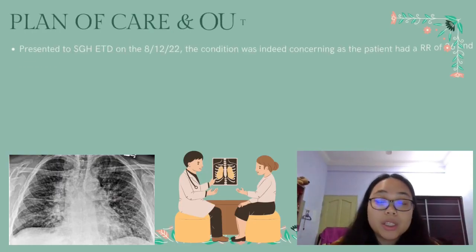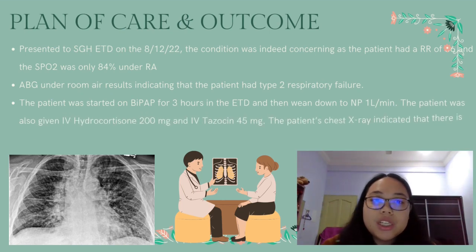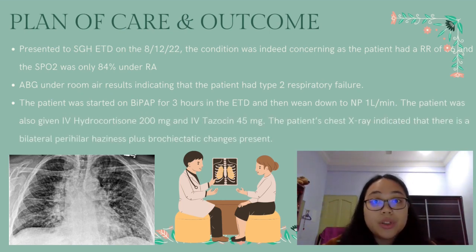First, I will talk about the plan of care and also the outcome for this case study. As the patient initially presented to SGH ETD on the 8th of December 2022, the condition was indeed concerning, as the patient had a respiration rate of 36 and the SpO2 was only 84% under room air.